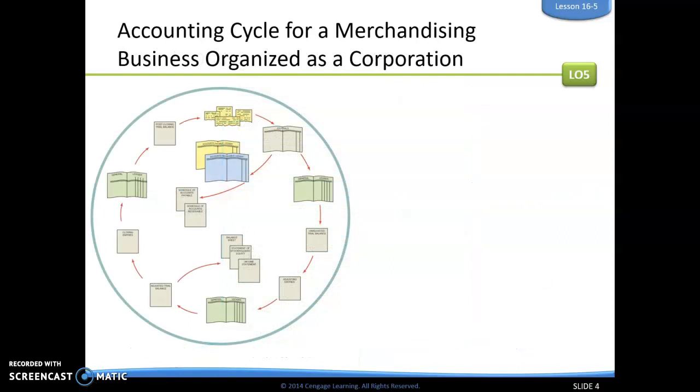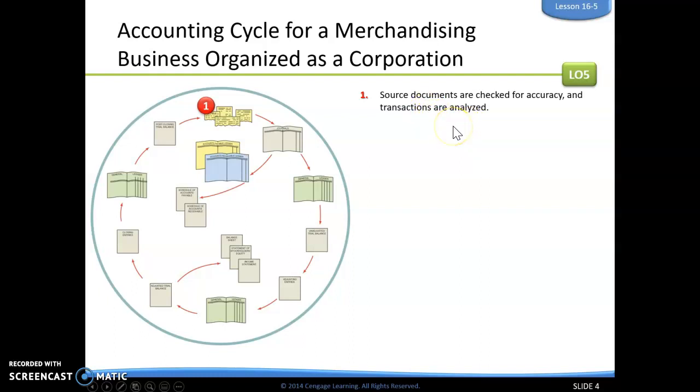Okay, then they're going through the accounting cycle for a merchandising business that's organized as a corporation. Now, we have seen the accounting cycle before. It's just that the difference here is we are looking at, number one, a merchandising business, and number two, we are looking at it as a corporation. So some of these steps are the same. Some of them are a little bit different.